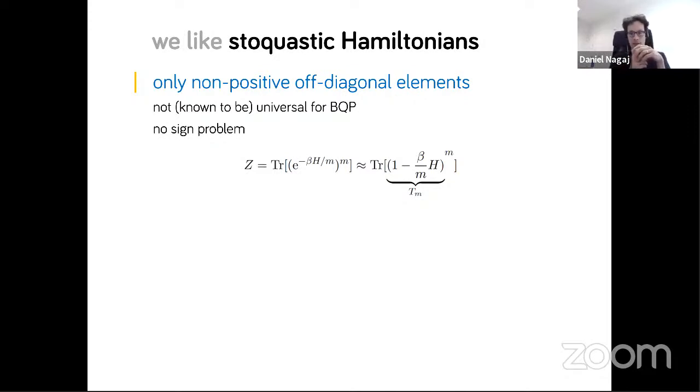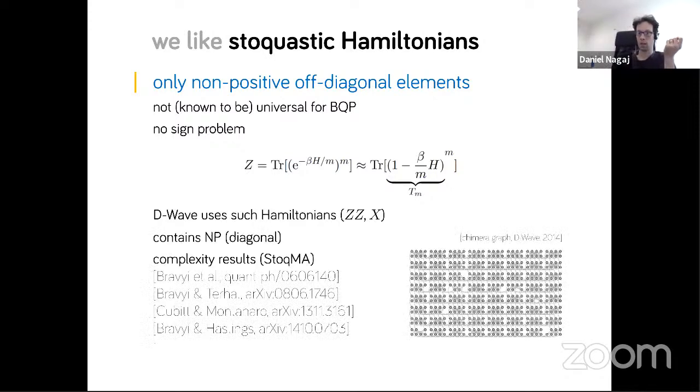This is an interesting class of quantum Hamiltonians. They are not known to be universal for quantum computation, but they do not have the sign problem because off-diagonal elements have the same sign. There's been a lot of work done on non-stochastic Hamiltonians.